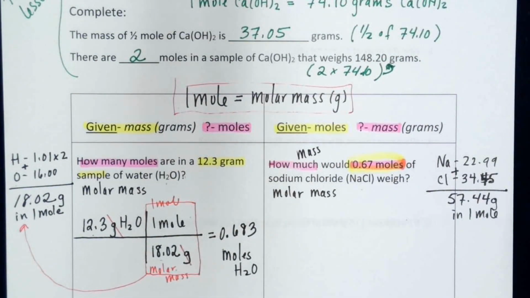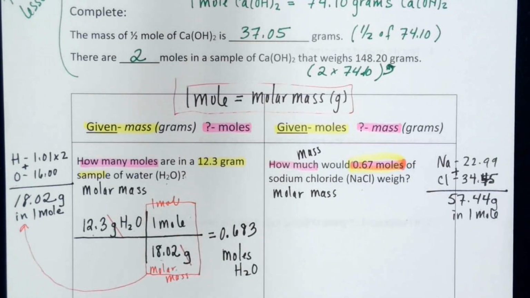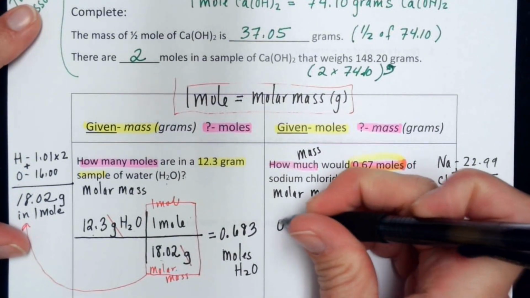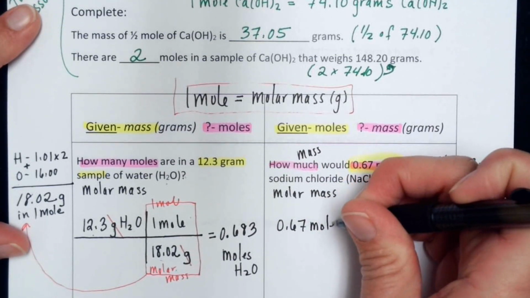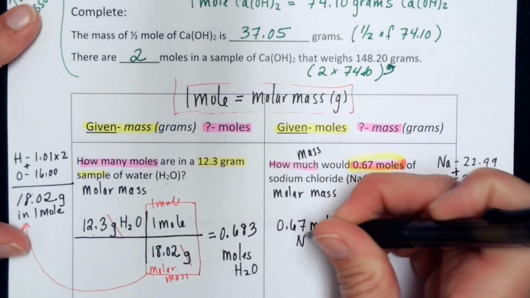Okay. So we're going to start into this since we already have the molar mass. We don't have to go do that. Again, a lot of times on a worksheet, or if you have a set of problems, the very first thing you do is just go find the molar mass of whatever it is. And that way you're just set and ready to go. So our given is 0.67 moles of sodium chloride.